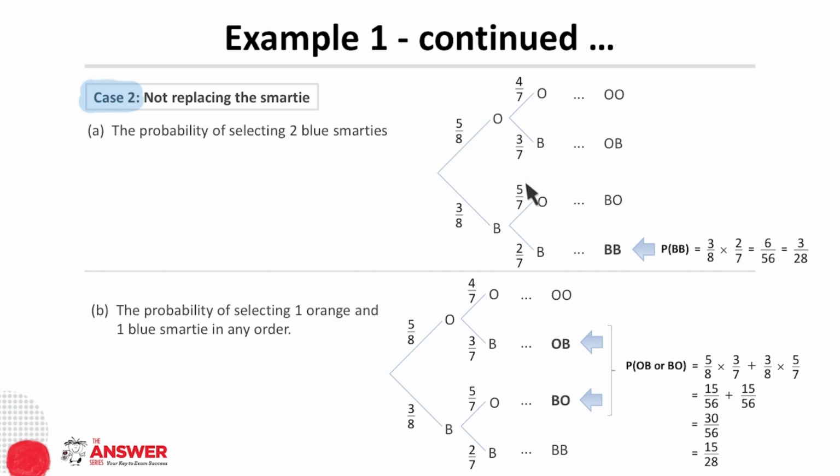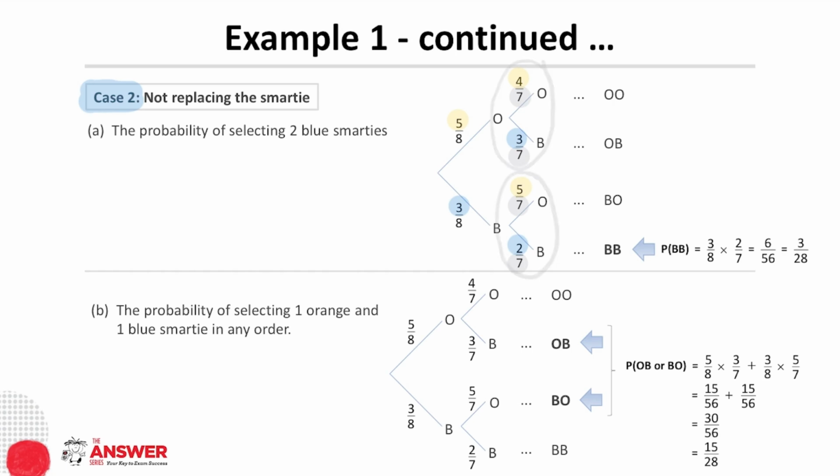Now for case 2, where the first Smartie selected is not replaced, you will notice the probabilities on the second set of branches of the tree diagram need to be different. Overall, there is 1 fewer Smartie in total, so only 7 Smarties left in the box, and depending along which branch you go, the number of blue or orange Smarties must be adapted where necessary. So where an orange Smartie has been selected and not replaced, the total number of orange Smarties becomes 4, otherwise it remains 5. And where a blue Smartie has been selected, the number of blue Smarties then becomes 2, otherwise it remains 3. Note here that even though these probabilities needed to change, they still in each case add up to 1.